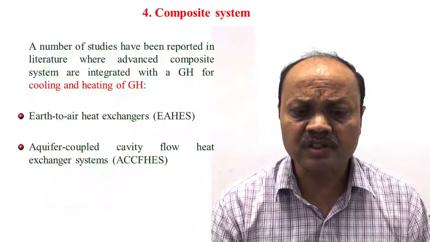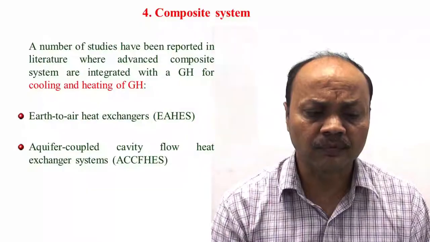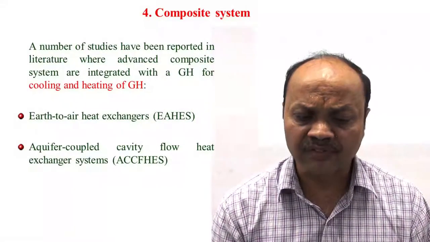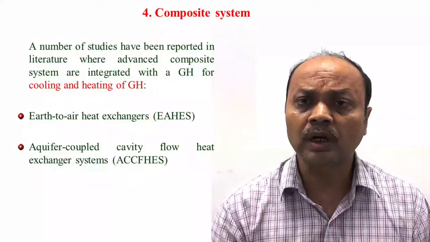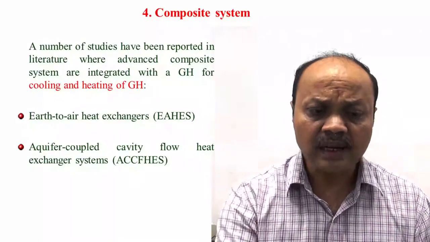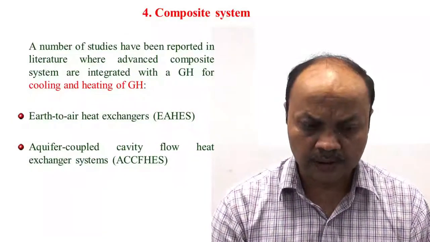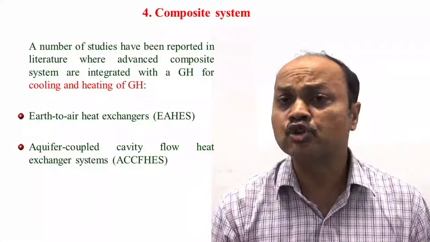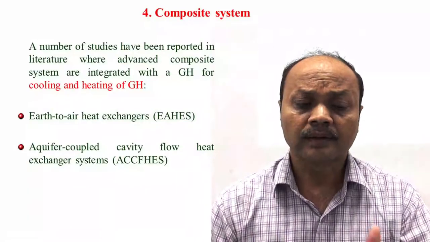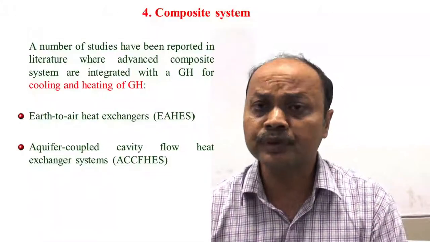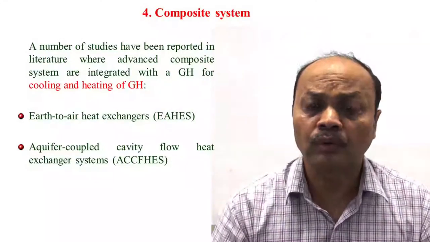And this is the composite system, the fourth one in cooling. The first one is the earth to air heat exchanger, and the second is the aquifer coupled cavity flow heat exchanger system. So one by one we will discuss both systems. In the earth to air heat exchanger system, it is very important to remember that the same system is used for cooling and heating also, okay? The composite system is not only used for cooling, it is also used for heating up the greenhouse during your winter season.